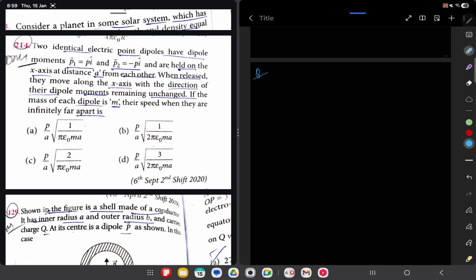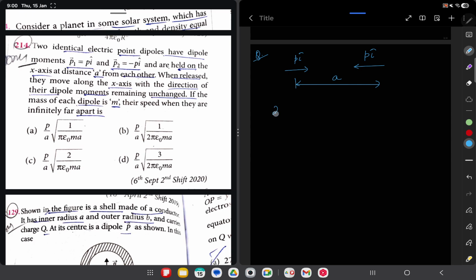Two identical point dipoles have dipole moments p1 equal to p i cap and p2 equal to minus p i cap, and are held at a distance a from each other. When released, they move along the x-axis in the direction of the dipole moment, remaining unchanged. If the mass of each dipole is m, find the speed when they are infinitely far apart. So let's assume here is p i cap and minus p i cap. They are in this direction, at a distance a.